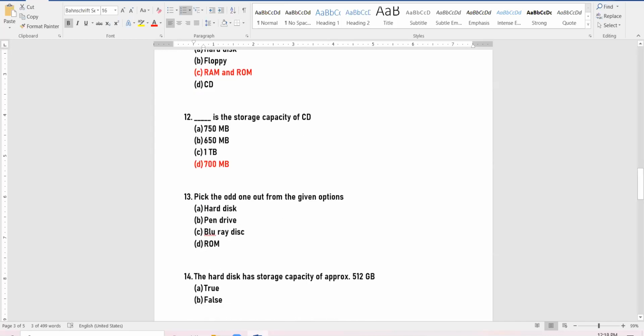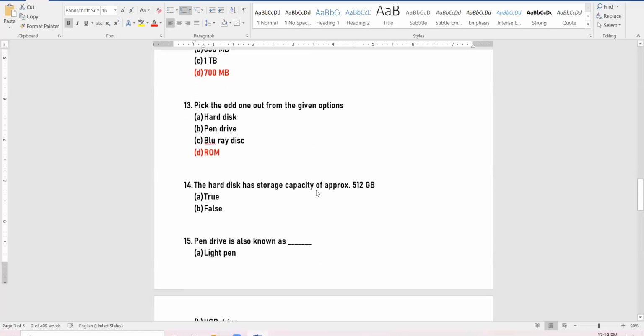Okay, 13th MCQ. Pick out the odd one from the given options. Hard disk, pen drive, Blu-ray disc, ROM. Yes, Chaitanya, unmute yourself. Sir, ROM. D option, ROM. Very good, Chaitanya. Very good. Shabash.